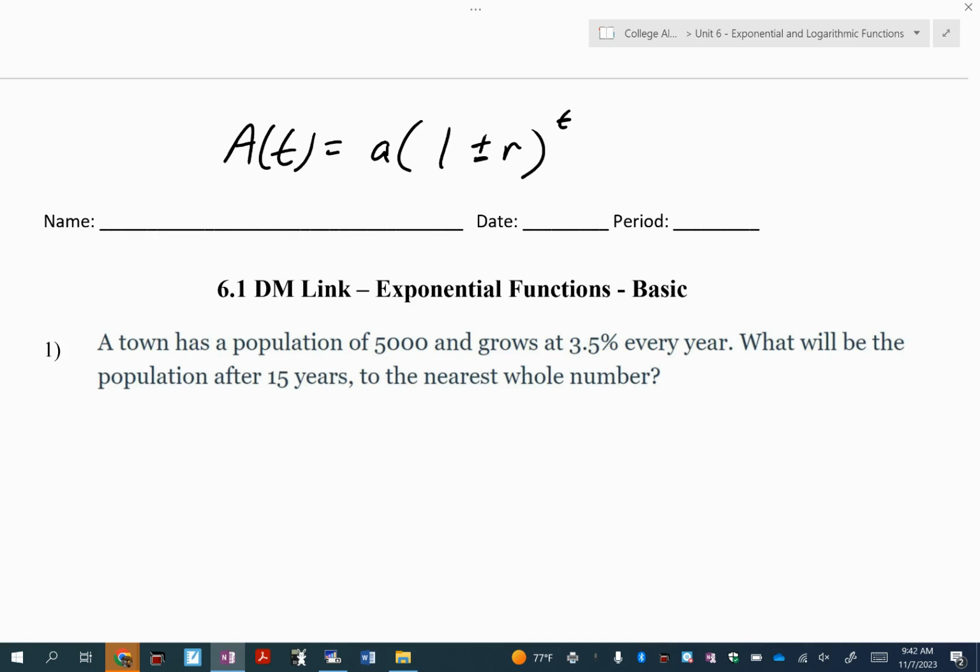I wrote plus or minus, but I need you to choose which one. Don't put plus and minus. Choose which one. If we're growing, we'll be using addition. If we're shrinking or decaying, we're going to use subtraction. So you're going to choose one. And then you see where the t is? You see where t for time is? Where is it? It's in the exponent. Hence, Luke, why these are called exponential functions. Okay? All right, here we go.